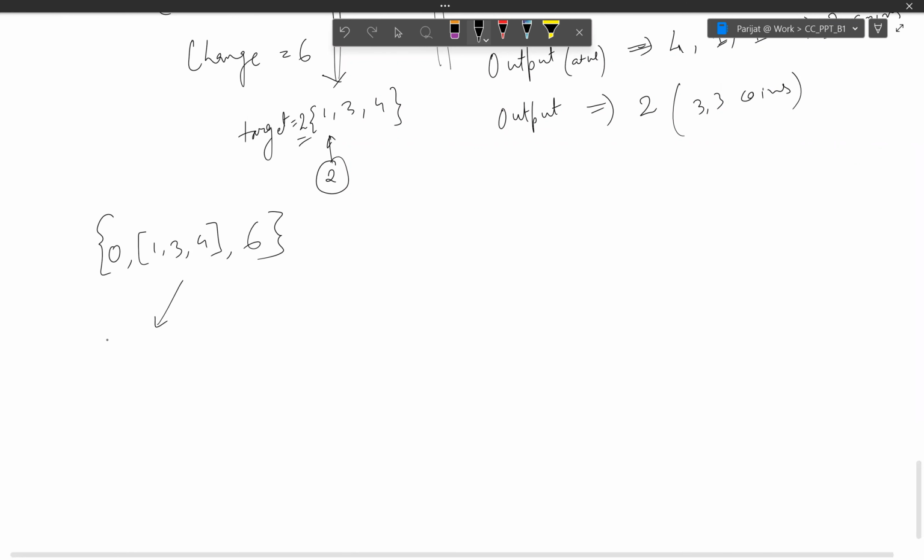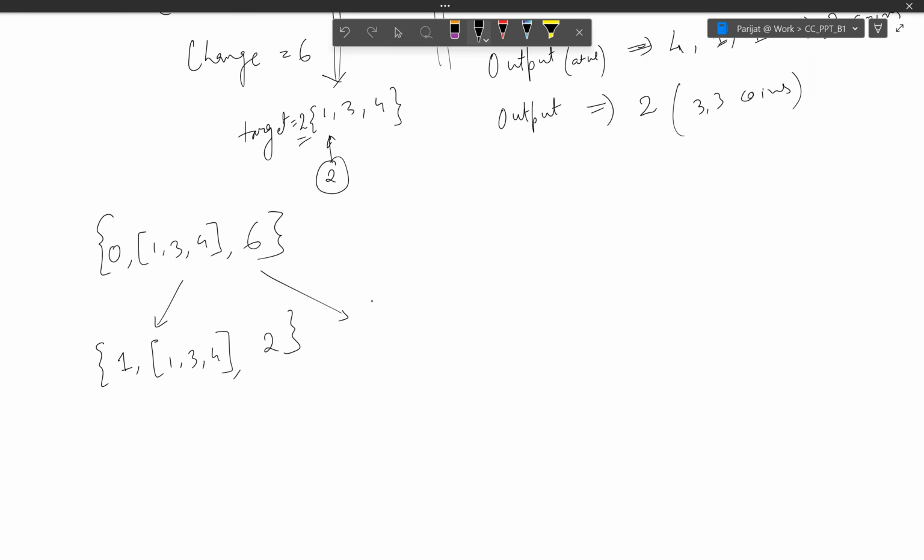So if you remember the first solution that we discussed today, and that's what Dhruti also mentioned in chat as an approach. So either we use 4. If we use 4, we have used up 1 coin. So we have 1, 3, 4, and we are left with 2. Or I don't use 4. Then still I am left with 1, 3, 4, and 6.